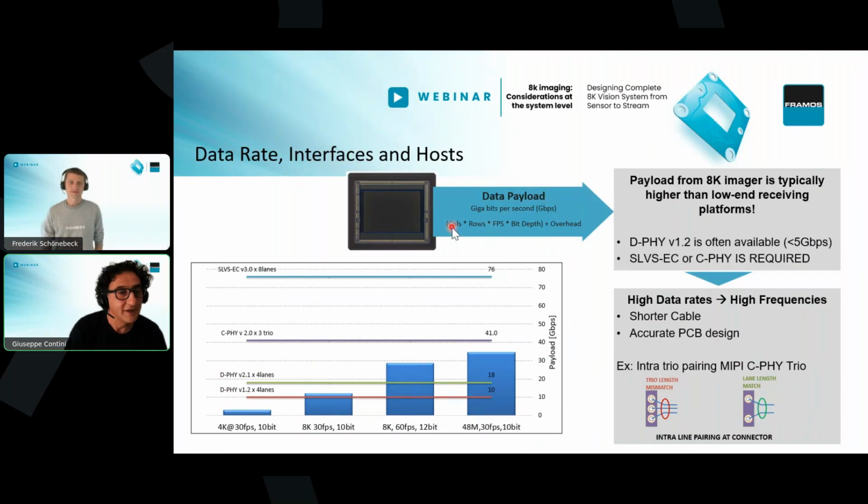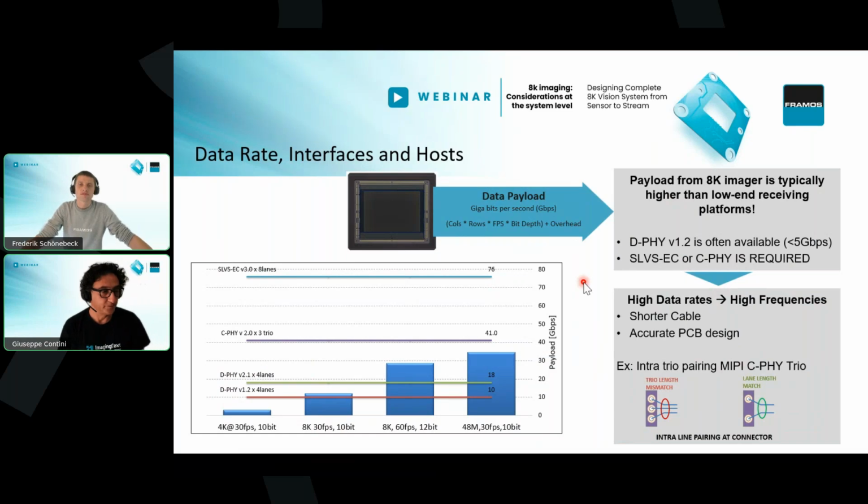It's very simple. The number of rows, columns, frame rate, and bit depth also matter. And of course, a bit of overhead that you can assume is in the range of 20%. Awesome, I think this answers the question to full extent. A lot of numbers, I know, but yeah.